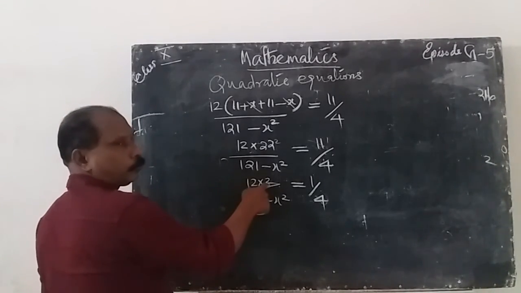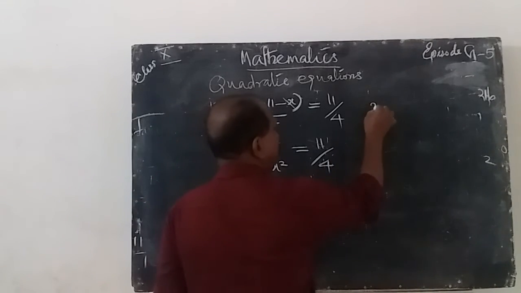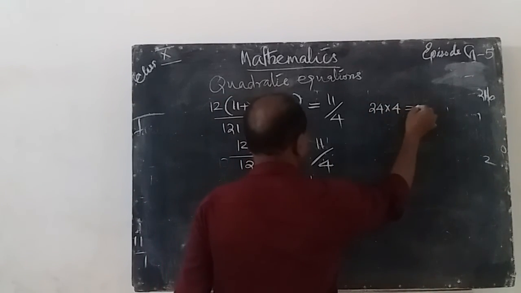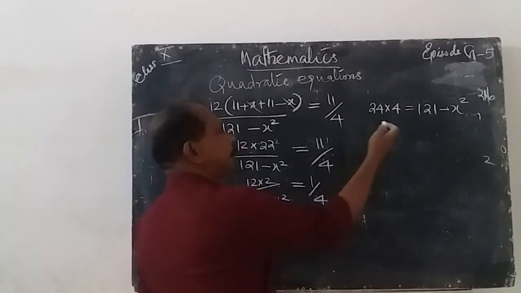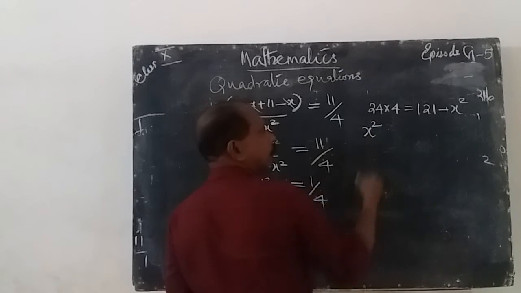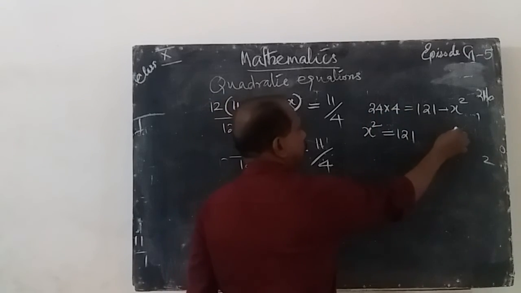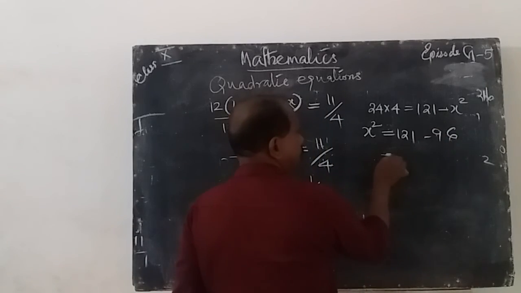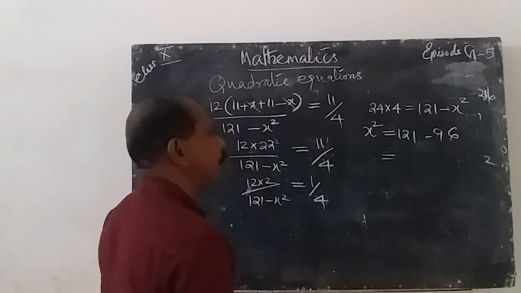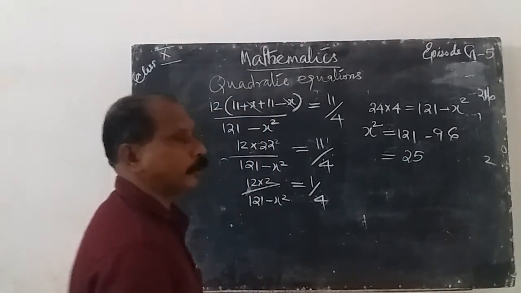12 into 2, it is 24. That is cross multiplication. 24 into 4 is equal to 121 minus x square. Shifting minus x square to left, that is x square, 121 to right. 96 is equal to, that is 25. This is only a quadratic equation with the x square term. Therefore, x square is 25.